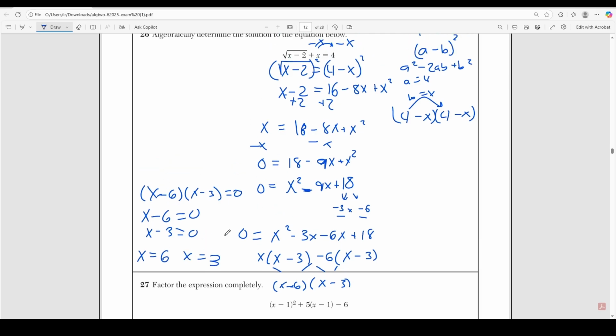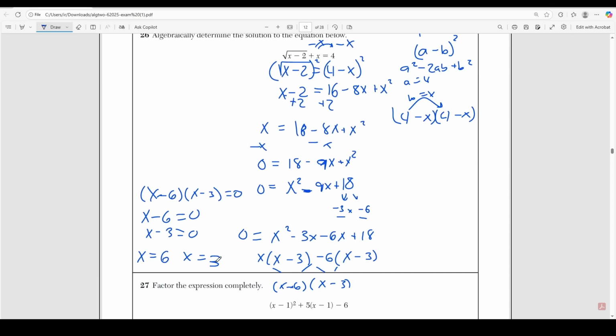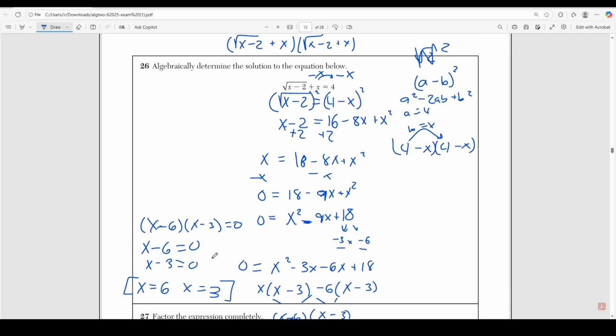Now, if this problem didn't involve a square root, you could move on with your life. But because this involves a square root, you always have to check whether or not these answers actually make sense. So for example, if I were to plug in 6 into this equation, the square root of 6 minus 2 plus 6, is that equal to 4? Let's verify this. The square root of 6 minus 2, well, 6 minus 2 is 4, and the square root of 4 is 2. Then you add 6 to that. Is 2 plus 6 equal to 4? No, because that's 8. 8 is not equal to 4.